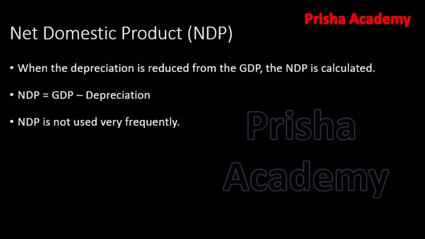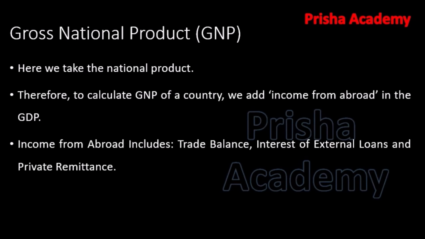And net domestic product is calculated when the depreciation is subtracted from the GDP. So the net domestic product formula will be NDP = GDP - depreciation. This term is not frequently used. And then comes gross national product, which is very useful.